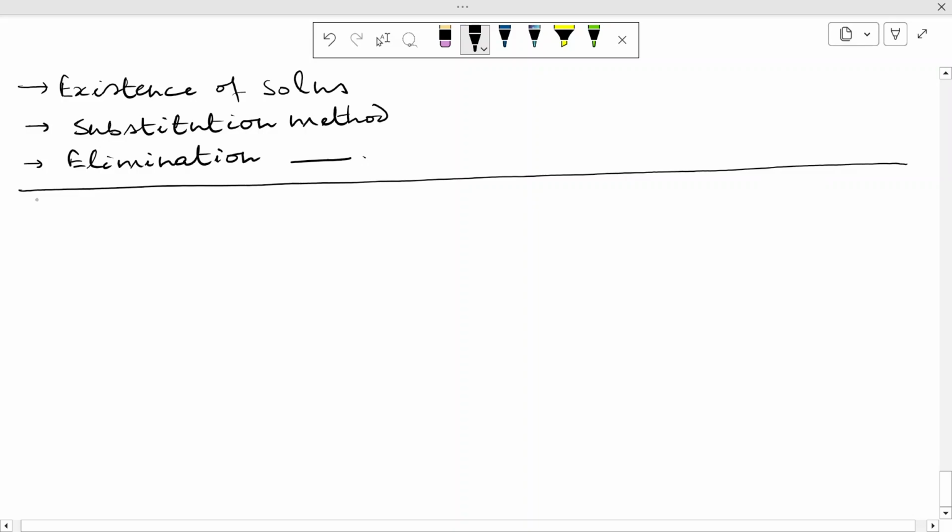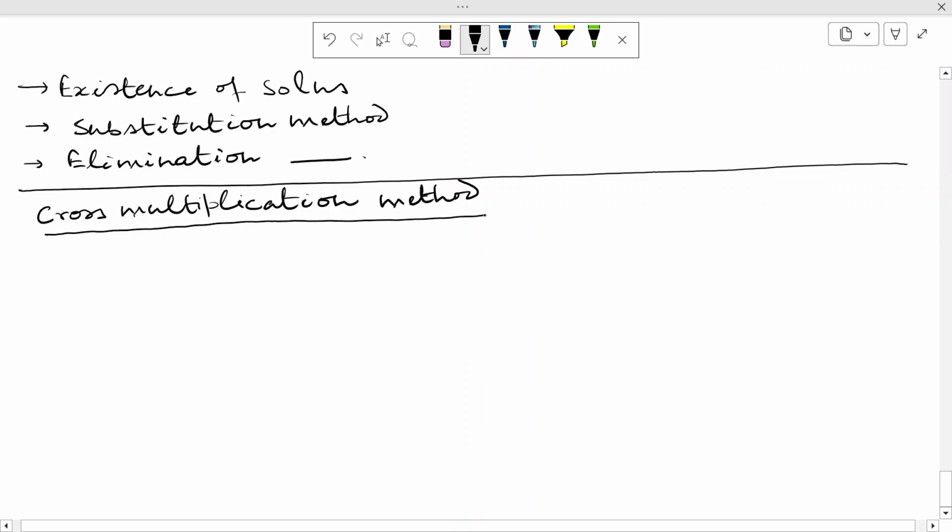So today we begin with the third method, which is the cross multiplication method. Okay, so this is the cross multiplication method. So we begin with the method itself.